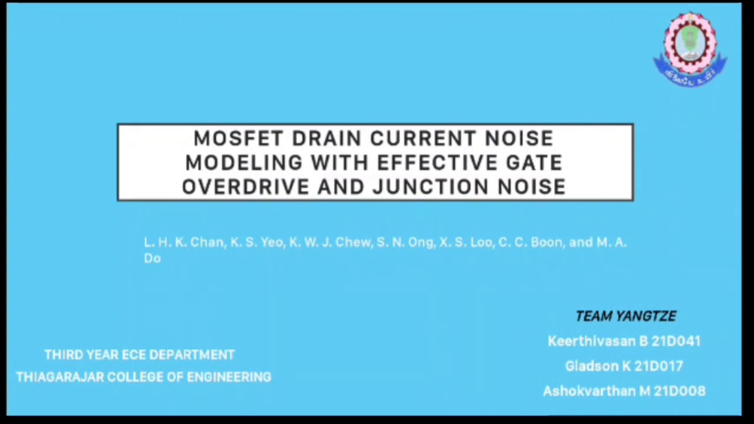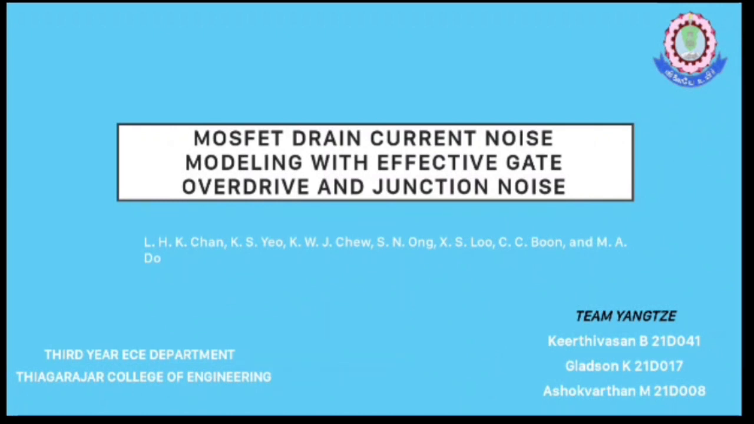So let me try to decode some information from the heading itself. So what is MOSFET? MOSFET stands for Metal Oxide Semiconductor Field Effect Transistor. It is a type of transistor used in electronic devices to amplify or switch electronic signals. So MOSFET typically consists of 4 terminals: gate, drain, source and a bulk terminal.